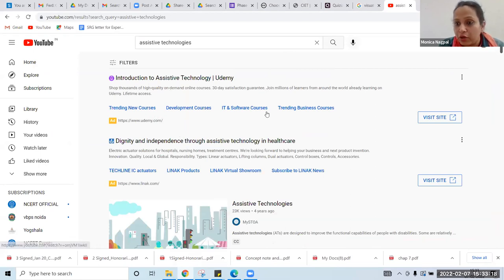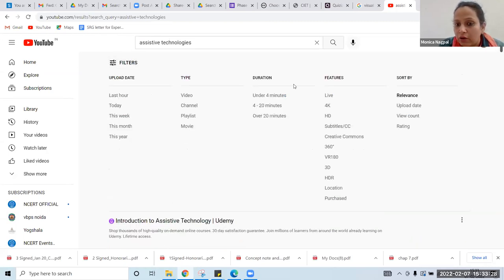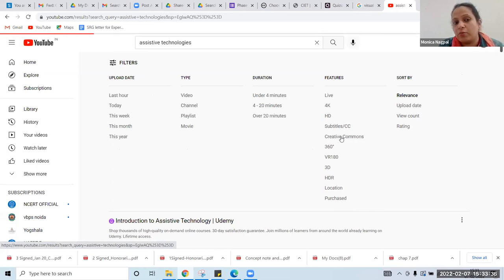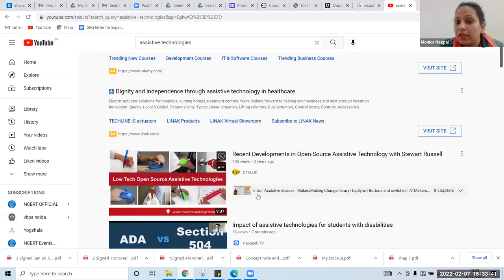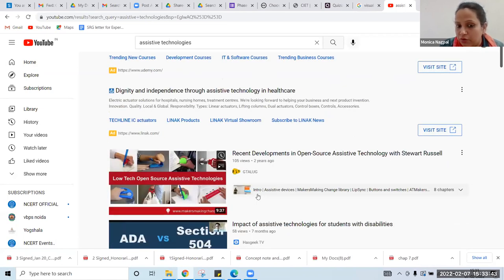Now, before using them, after my search option there is a Filters button. I will simply click on Filters. Now you can see in Features there are a lot of options open. In Features, there is an option Creative Commons. You can click on this option, and all the videos which are available in Creative Commons will be visible to you.